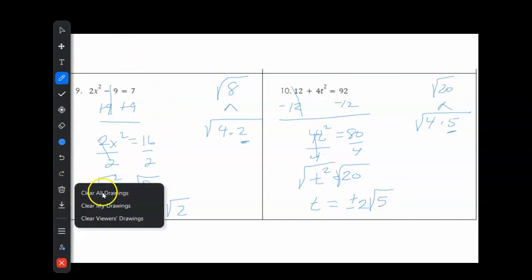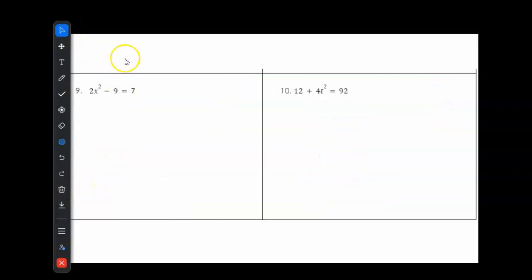All right, I think that's it. That gets us started on solving equations. Make sure you're ready to go when you come into class.